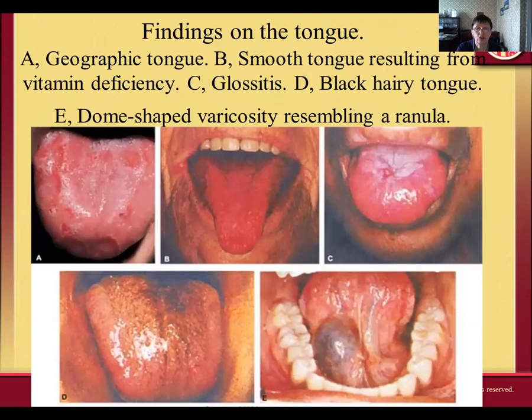Different changes of the tongue, yes, different changes of the tongue specific for different diseases. This one, smooth tongue, is specific for B12 vitamin deficiency anemia.